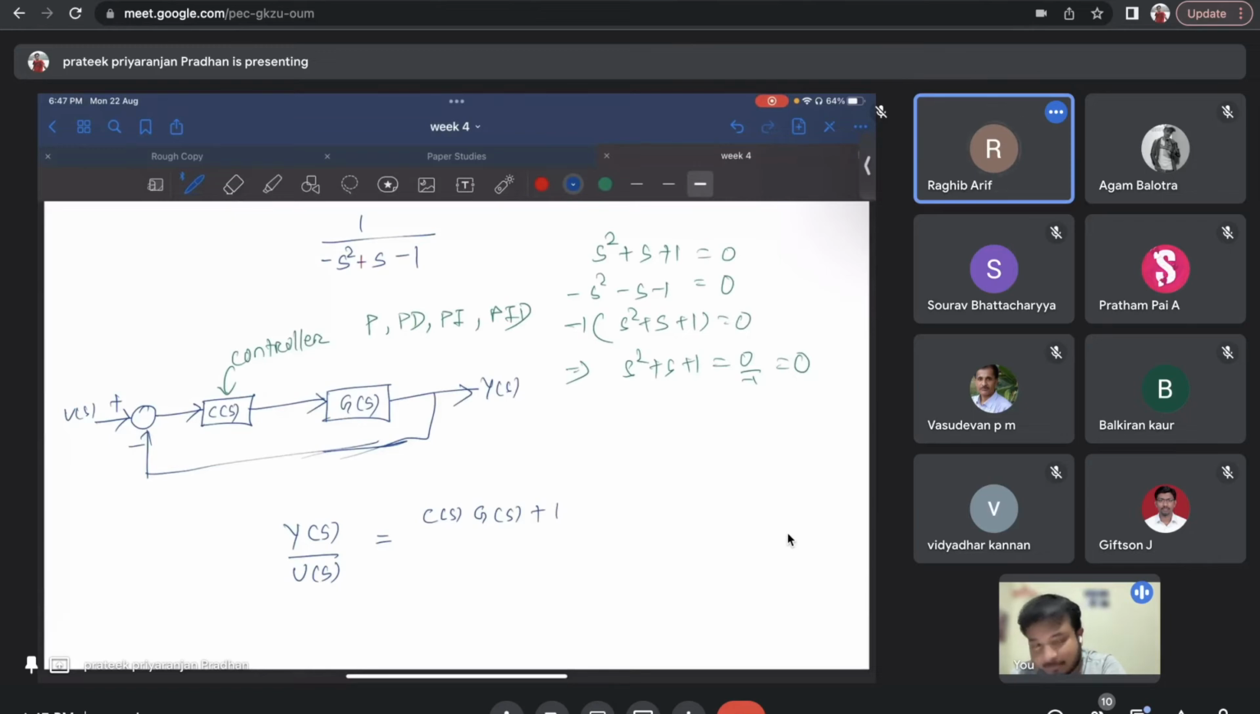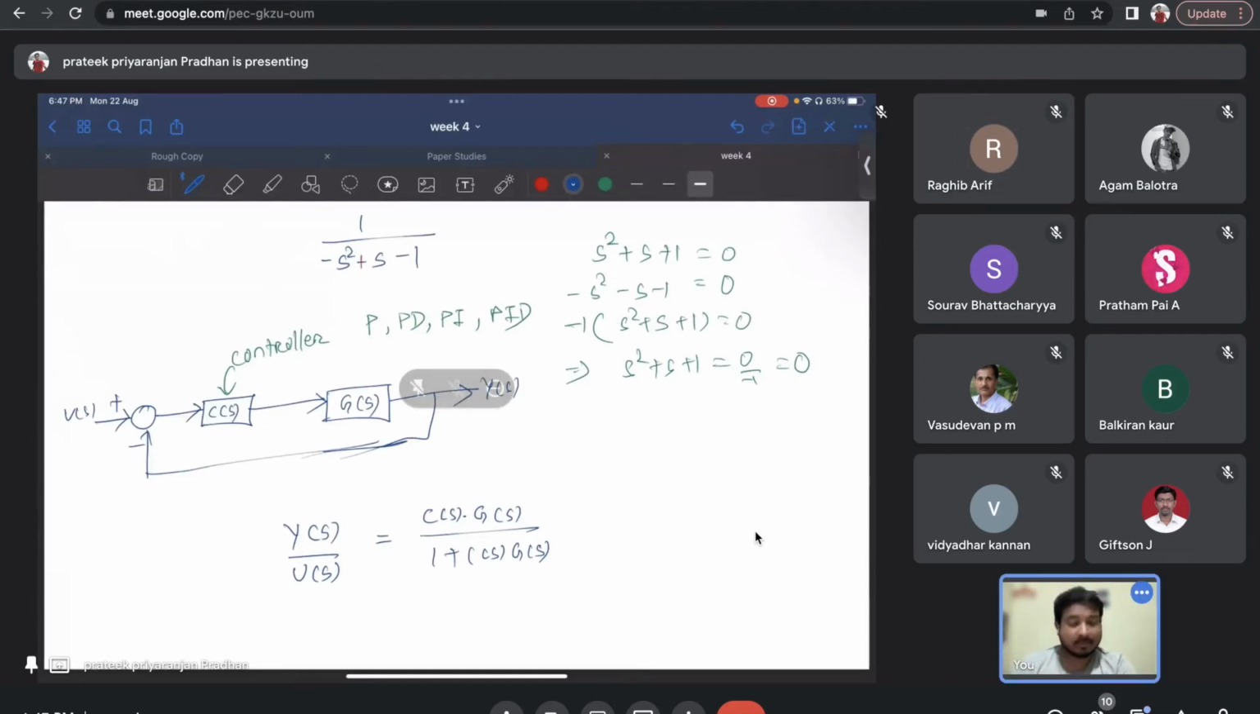Can you repeat? C of S plus G of S, then C of S. Yes, it's one. Everybody knows. In the last lecture, actually, in the last online session, I have explained this part. So you can go through that.